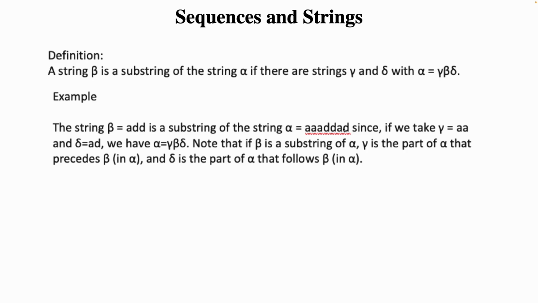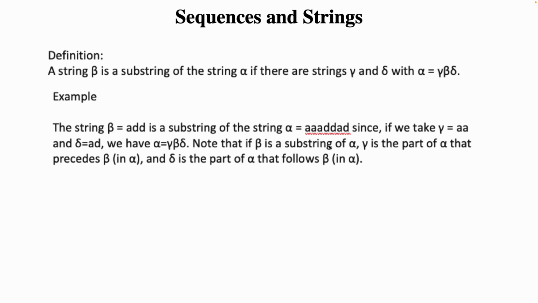So alpha is now written as gamma, AA, concatenated with beta, our substring, ADD, concatenated with delta, AD. So that meets our definition. So beta, ADD, is a substring of AADDAD.